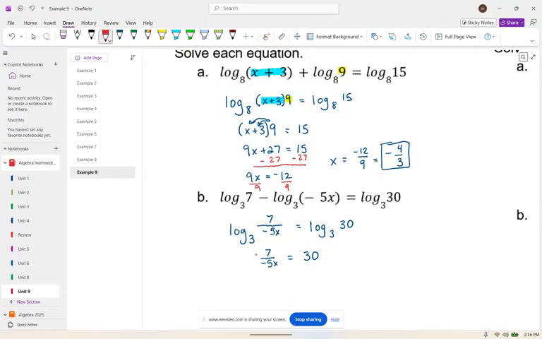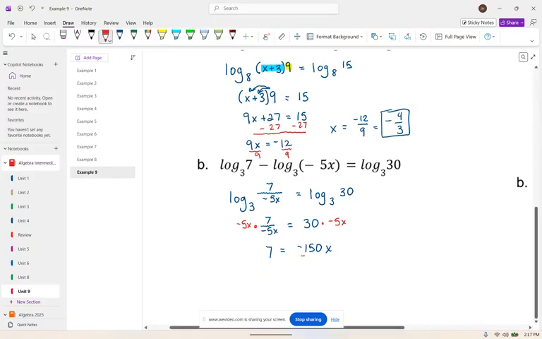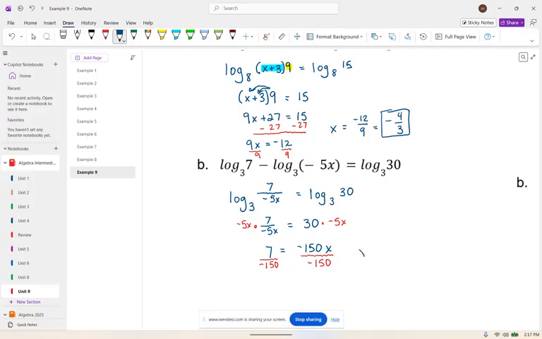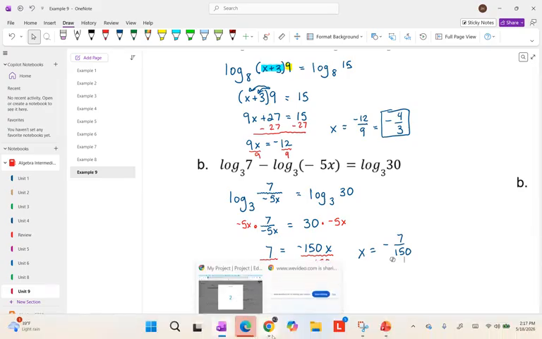To get rid of a denominator, we multiply by whatever that denominator is. So multiply by negative 5x. And we'll end up with 7 equals, well, 30 times negative 5 is negative 150x. Divide both sides by negative 150. And x equals negative 7 over 150. Now, I don't know, does 7 over 150 reduce?